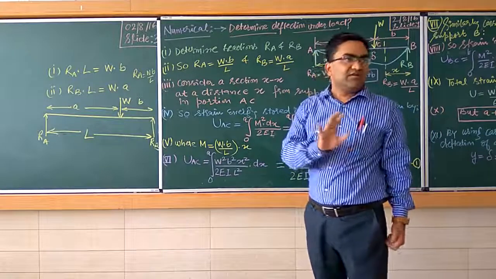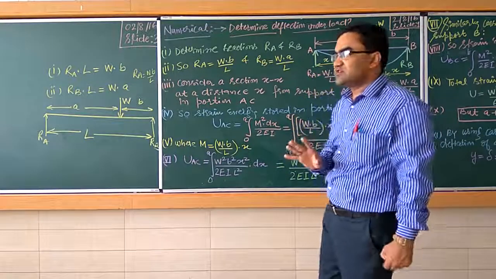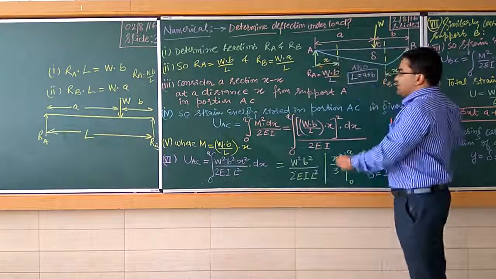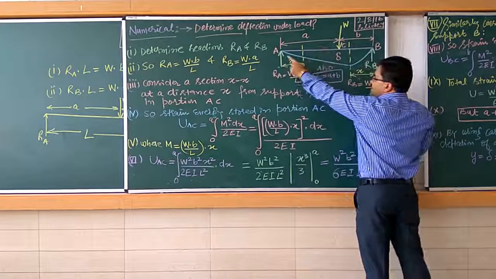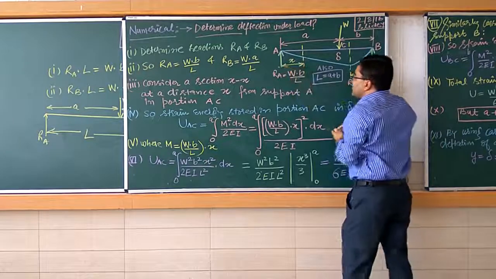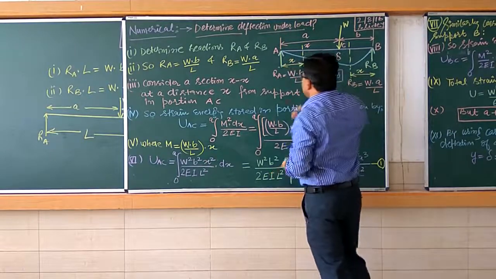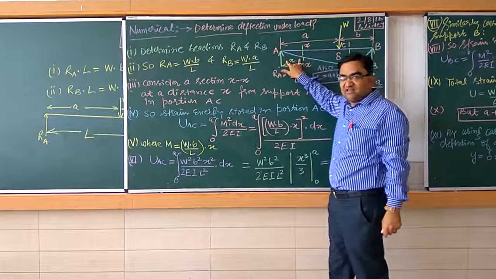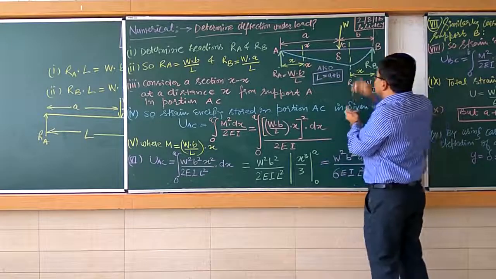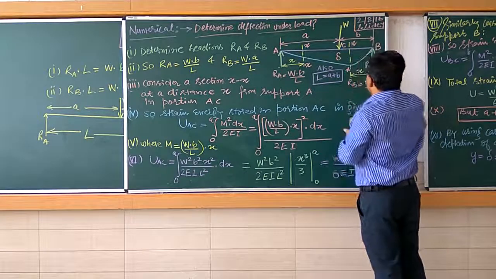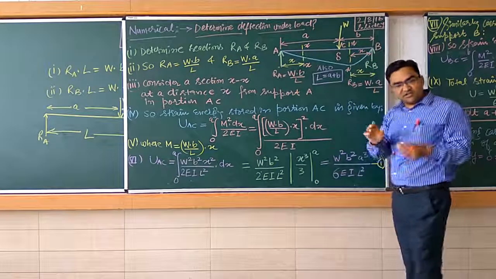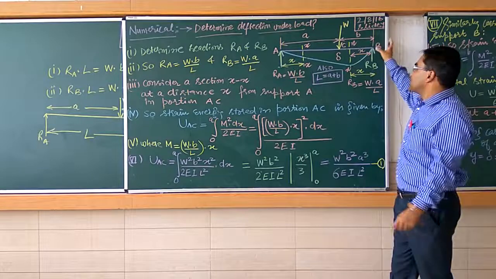You have been calculating it in your strength of materials 1 and also machine design. Now we are considering a section. See this beam AB. We are considering a section XX at a distance of small x from the support A. Similarly, we will also consider another section XX at a distance of small x from the support B.